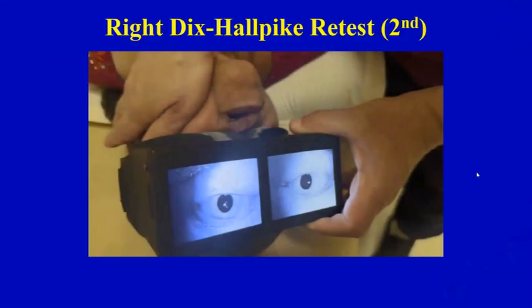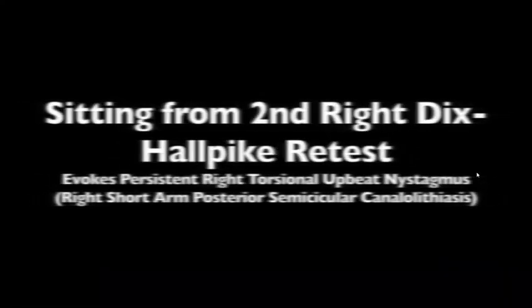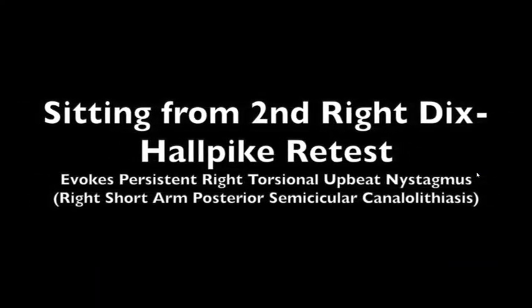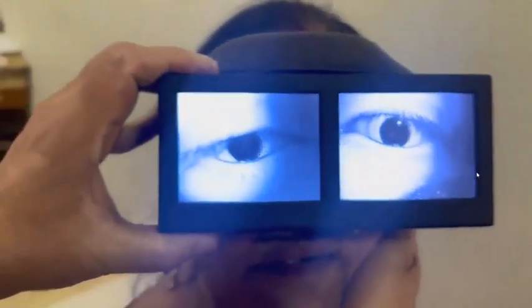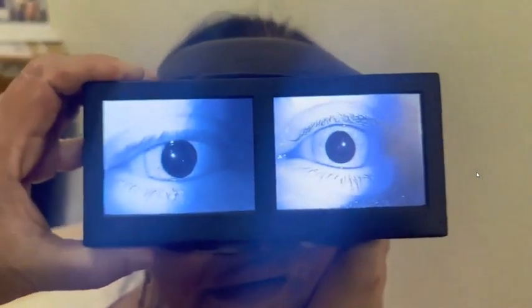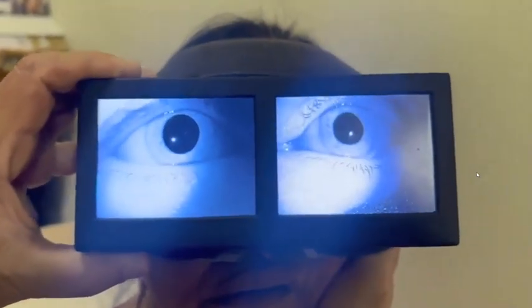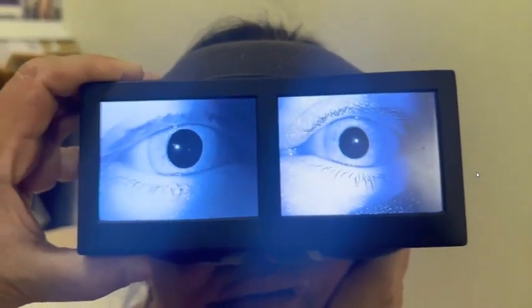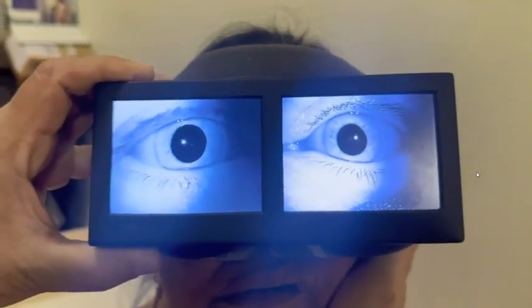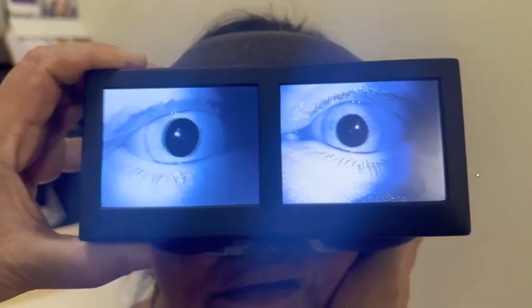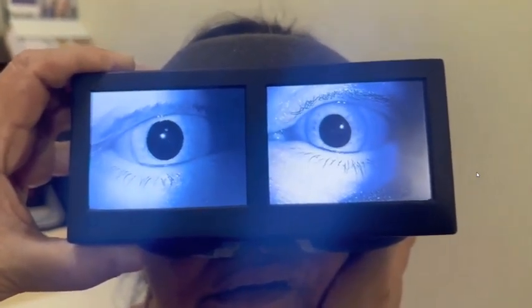So again, as the protocol is in our clinic, after 1 minute of a negative right Dix-Hallpike test, we anteflex the cervical spine 30 degrees above the horizon. The sitting from the right Dix-Hallpike test now evokes a right torsional upbeating positional nystagmus. And this is persistent, lasting a full 1 minute.